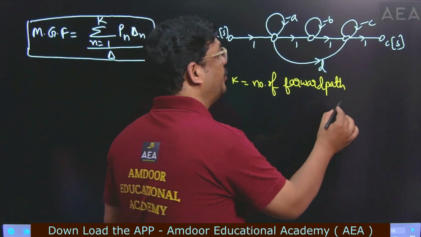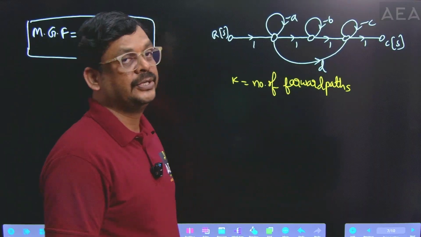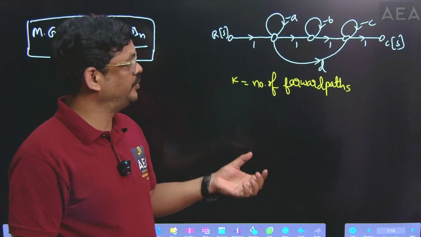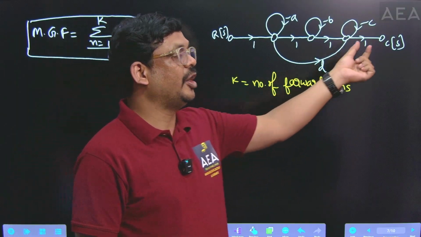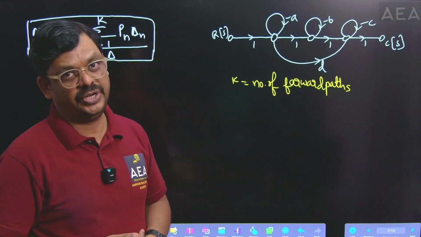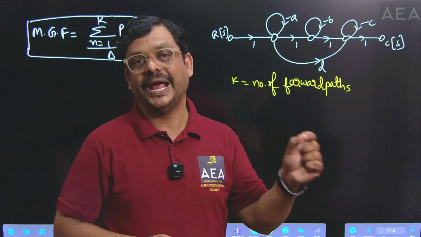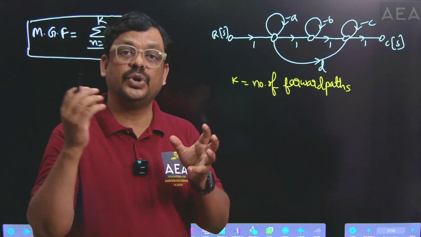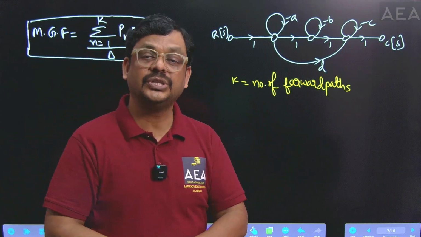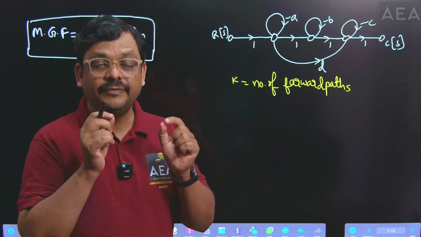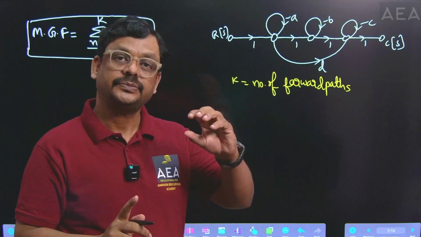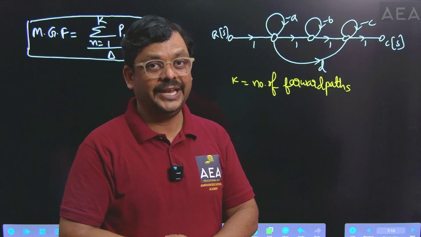The path from the input side to the output side is called a forward path. For that purpose, we have to identify the input and output of the system. Here the input of the system is R of S and the output is C of S. You have to remember one more important point. This transfer function formula is applicable for a single input and single output system. If the system has more than one input and more than one output, then we have to consider only one output at a time. One output should be active and one input should be active.